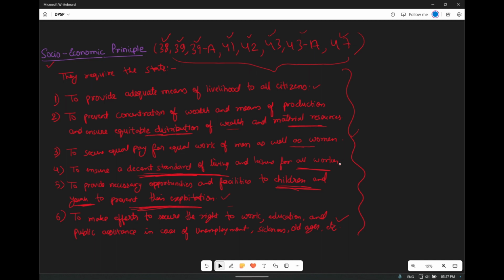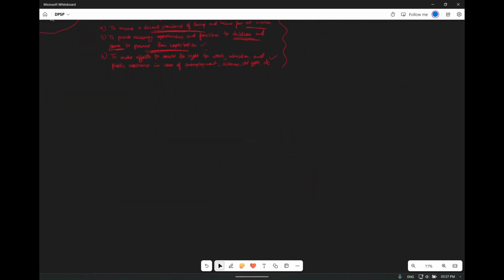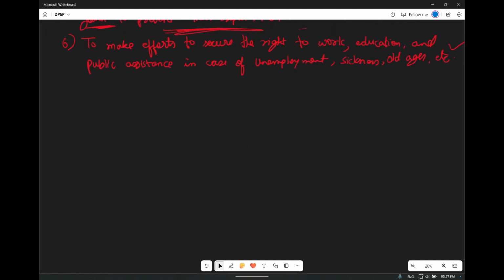Now we are going to see the Gandhian principle. What exactly does this Gandhian principle mean? What are the points under the Gandhian principle? There are not many points, so I'll cover it quickly. Gandhian principle, what it tells. These are the embodiment of the Gandhian program for reconstruction. According to Gandhi's views and the points that he used, certain articles have been categorized into the Gandhian principle.